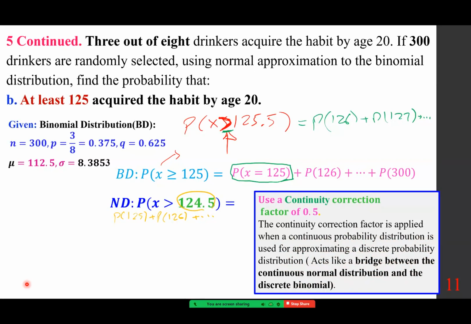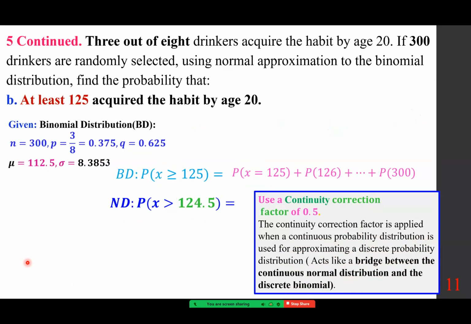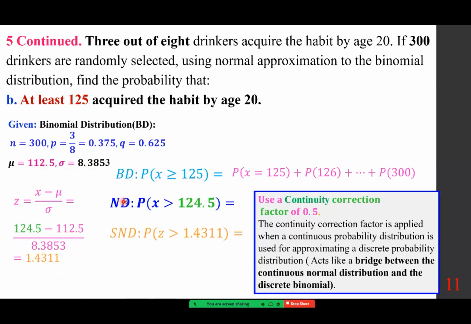So that's why we use the 0.5. Let me clean up. Now what happens? So we went from binomial distribution to normal distribution. The next one is SND. How do I go to SND? I have to calculate the z-score. X, 124.5 minus mu, 112.5, over sigma, 8.3853, and that results in 1.4311. I put it here. So I went from binomial distribution to normal distribution to standard normal distribution.